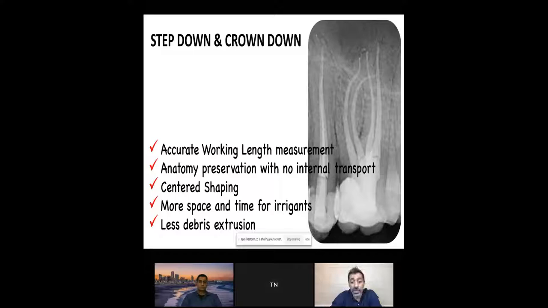We have more space and time for the irrigation. We know that with mechanical shaping nowadays, we have a tendency to do it in a very quick way, so we have less time for the irrigant. So when you remove your coronal interference and put sodium hypochlorite immediately, you are giving more time to the irrigation solution to do its work during the shaping procedure. And we have less debris as well. It is proven during the crown-down technique using a nickel titanium file that you have less debris, and this is the case during all the shaping with the mechanical files.